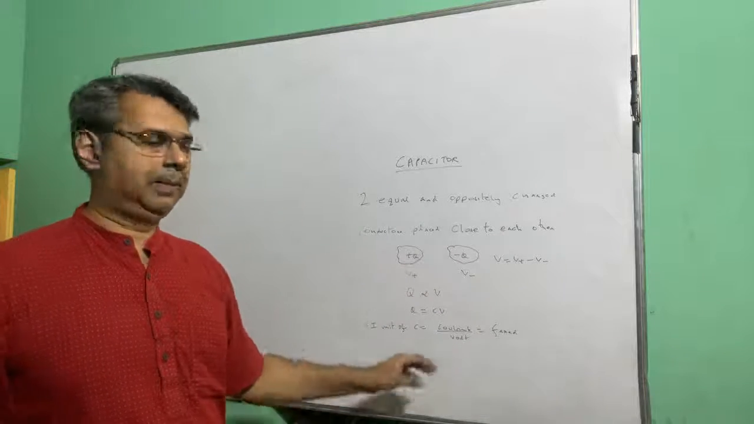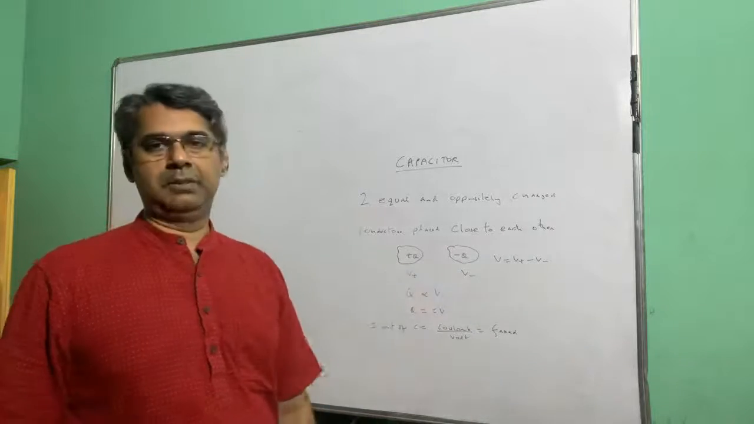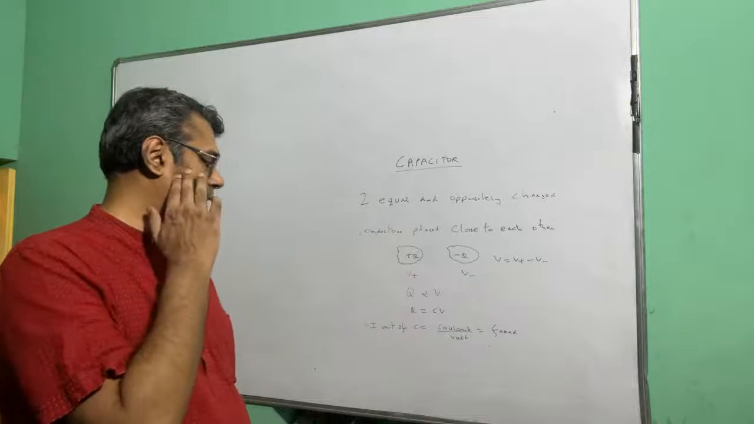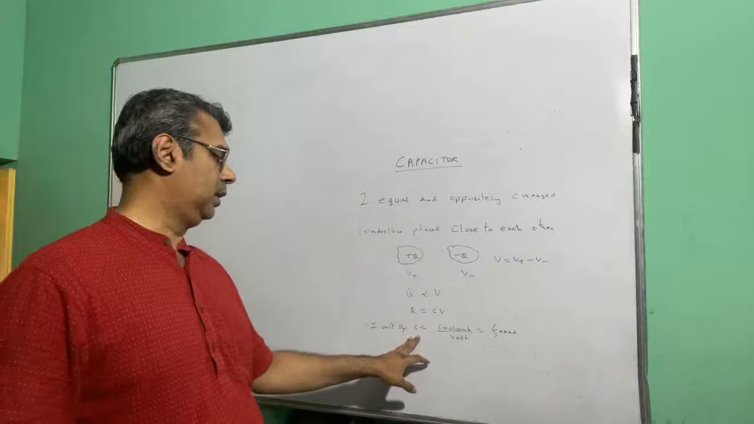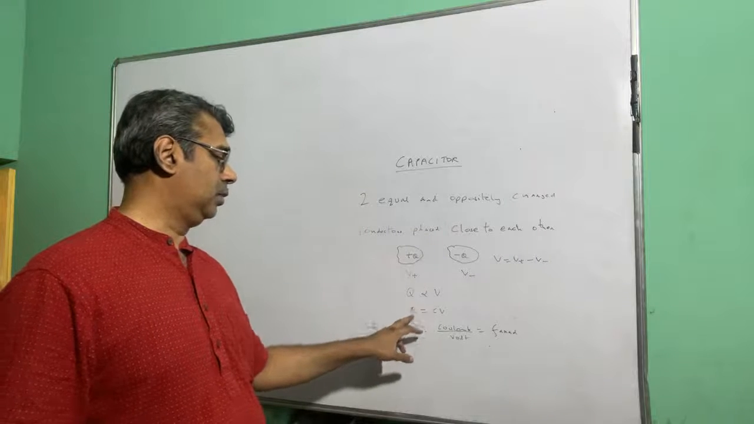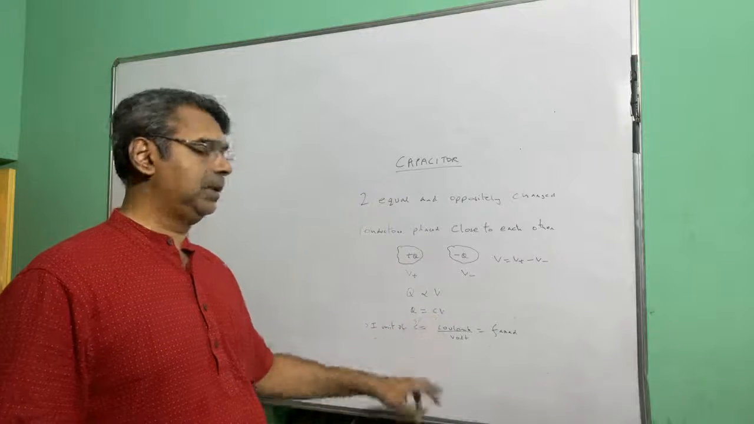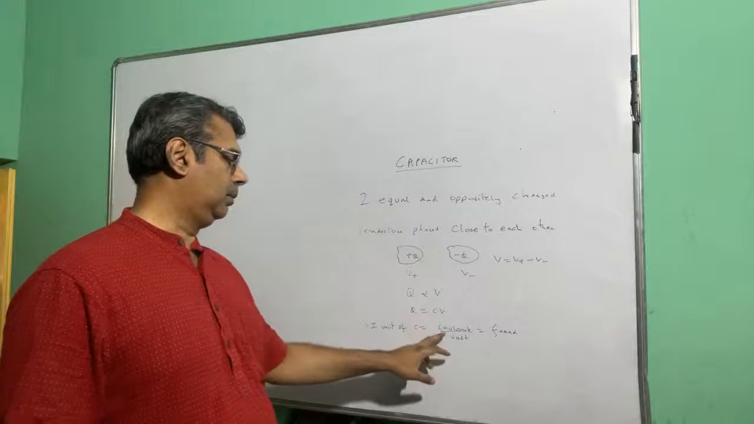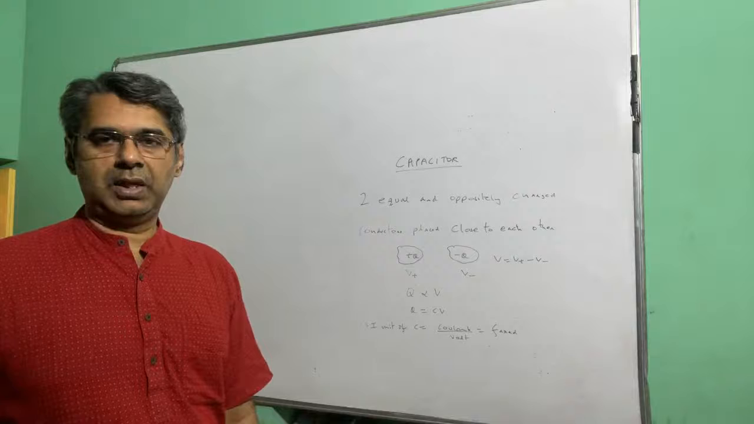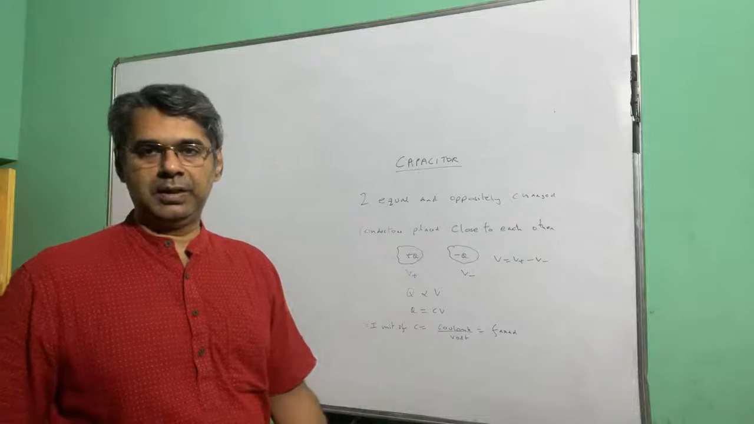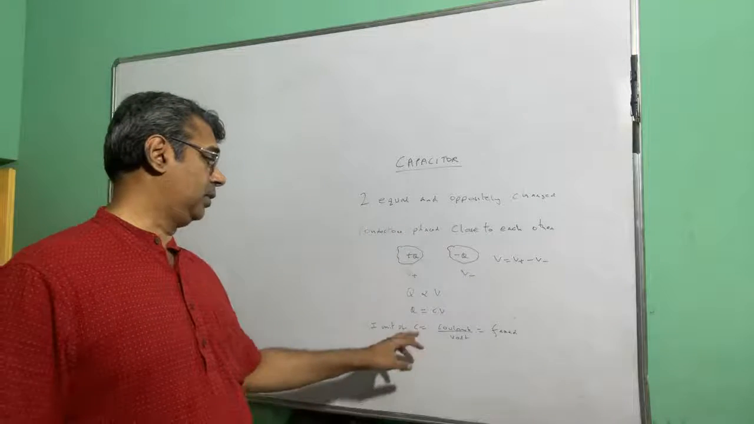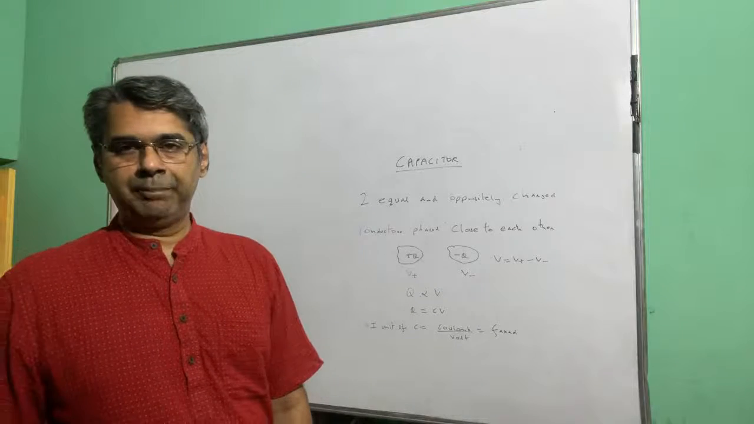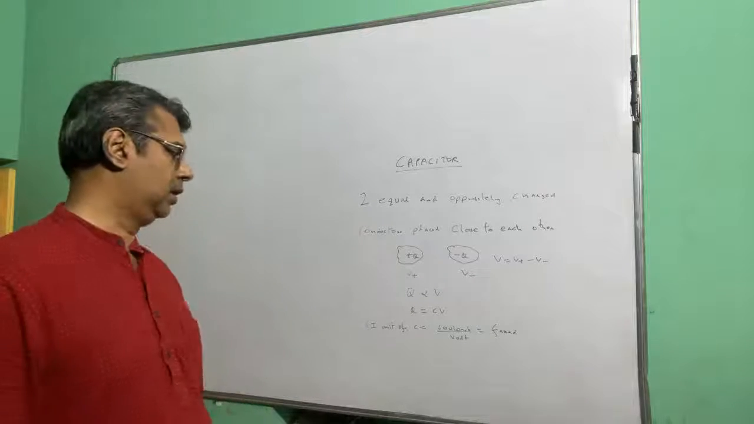C is the capacitance of this pair of conductors. Since Q is equal to CV, C will be Q by V. So the SI unit of C will be Coulomb by volt, because charge is measured in Coulomb and V is measured in volt. Coulomb per volt is called Farad.